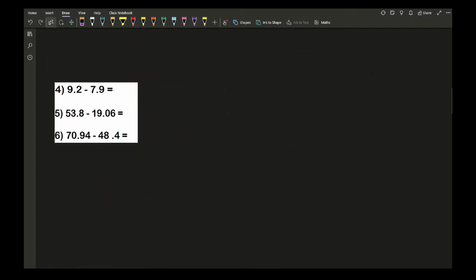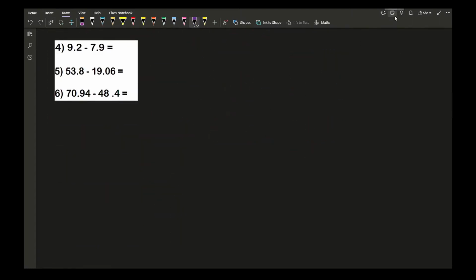So let's have a look at some subtraction questions. So question 4. So again, I've got 9.2 and I've got 7.9. And again, make sure that the decimal point is in the exact same location for both those two numbers. So again, using the rules of subtraction, the top number has got to be bigger. And if not, you need to borrow 1.